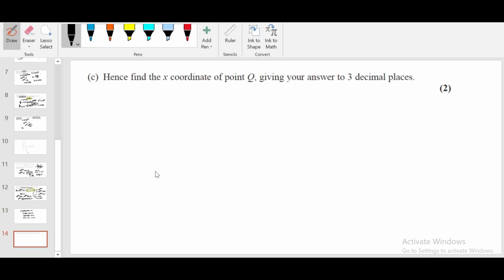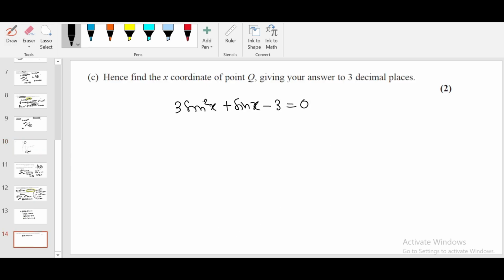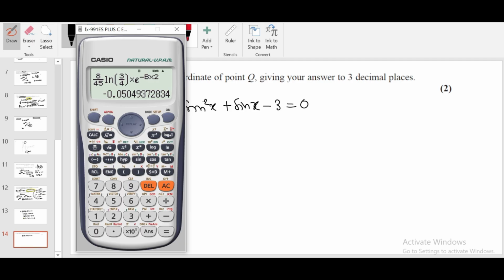Part C says, hence find the x coordinate of point Q. To find the x coordinate of the turning point, we need to solve the equation 3 sine square x plus sine x minus 3 is 0. When you solve this equation, look at the diagram. The first solution will be the x coordinate of P. You need to take the second solution to find the x coordinate of Q. So first let's solve this quadratic first. 3, 1, negative 3.